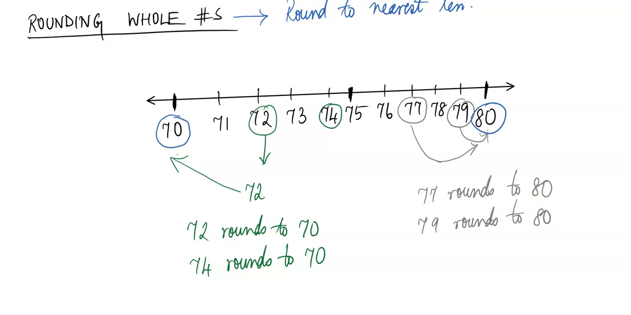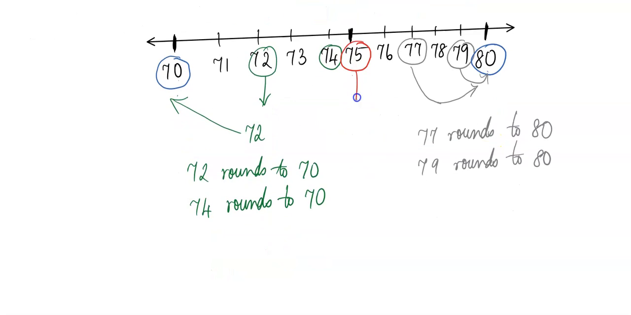Of course, the difficult part is 75. 75 is smack in the middle. So how do we say which one it's closer to? Is it closer to 70 or is it closer to 80? For these kinds of situations, mathematicians have come up with a rule, so we all agree the same way. If it is right in the middle, we will move it up to the nearest higher number. So we always round it to the higher number.